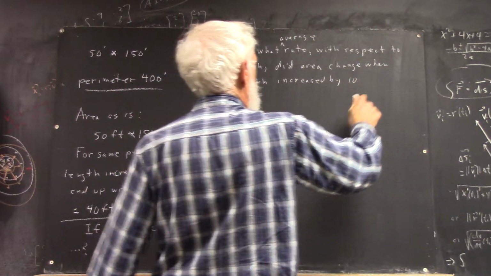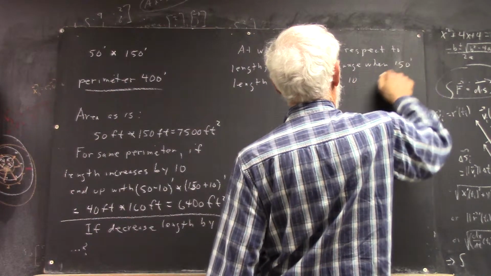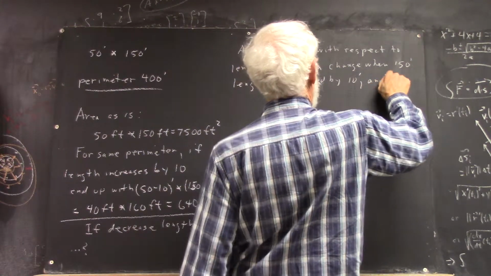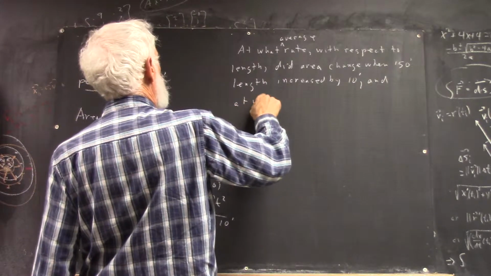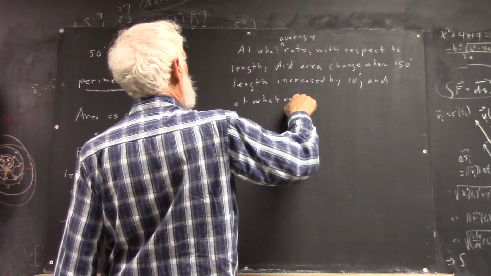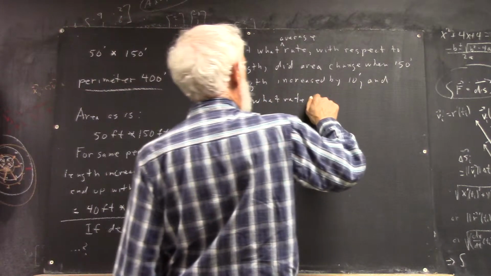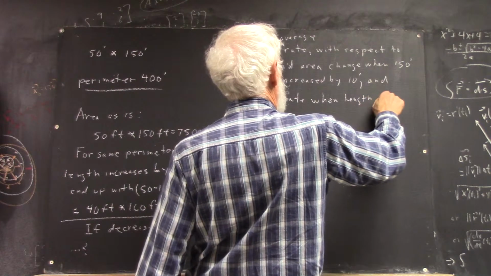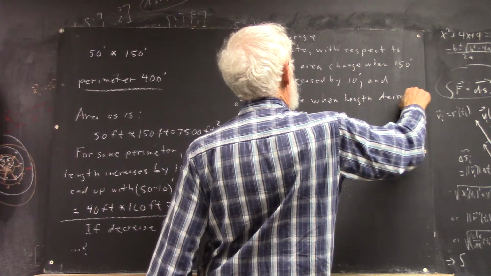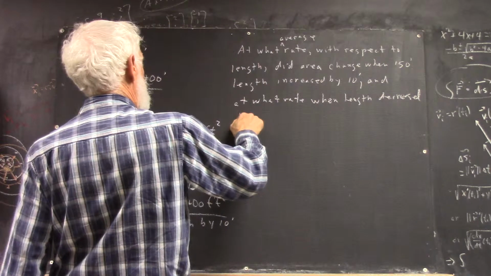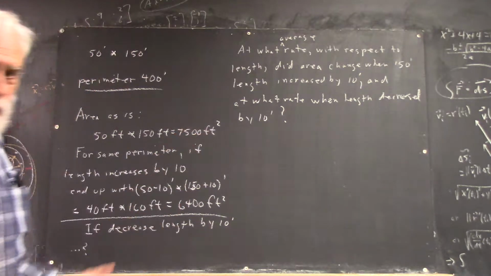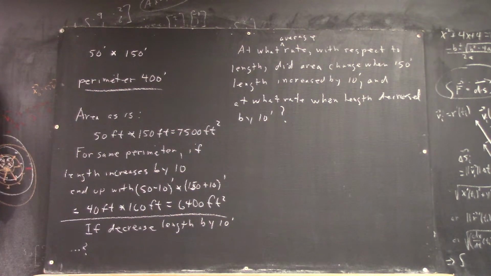by 10, when the 150-foot length increased by 10 feet, and at what rate when length decreased by 10 feet. So let's see if we can answer these two questions. The first one should be pretty straightforward. The second one you might have to think about a little bit.